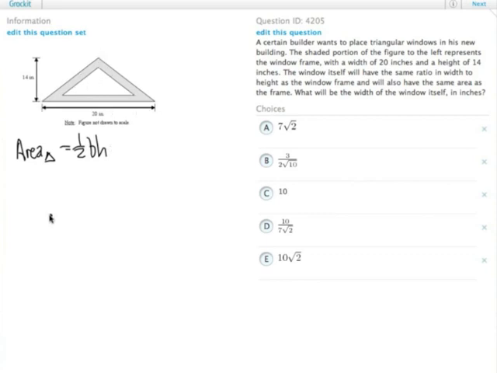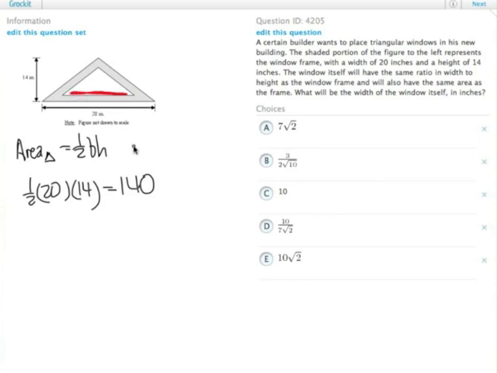So the whole unit will be 1/2 the base, which is 20, times the height, which is 14. So 1/2 the base times the height, that equals 280. 1/2 of that equals 140. Of course, we don't need that whole thing. We are trying to find the width of the window itself in inches. We're actually looking for this. We're looking for the base of the window part.